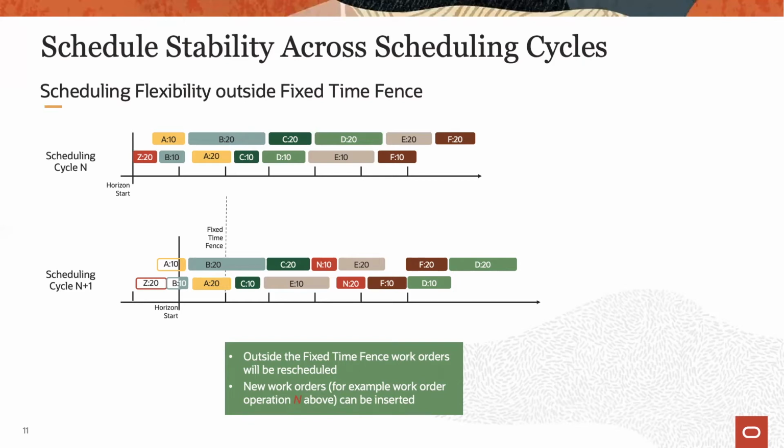At the end of scheduling cycle N+1, the schedule can again be released to execution and the process repeats itself in the next cycle. So in this example, we kept the front portion of the schedule stable while allowing schedule flexibility to accommodate and consider new work orders further out.